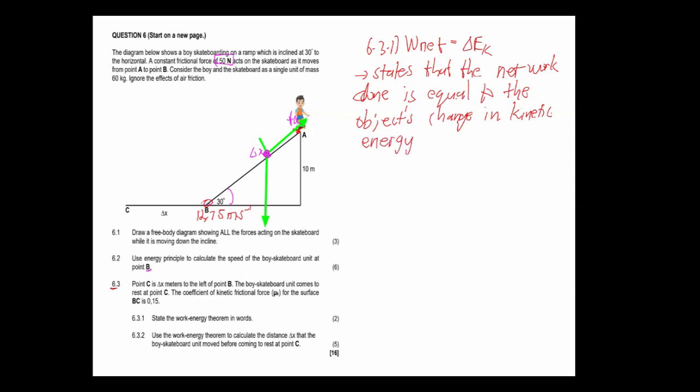The net work done on an object. So we can even include that. The net work done on an object is equal to the object's change in kinetic energy. So the work energy theorem states that the net work done on an object is equals to the object's change in kinetic energy. Right, so 2 marks just like that.